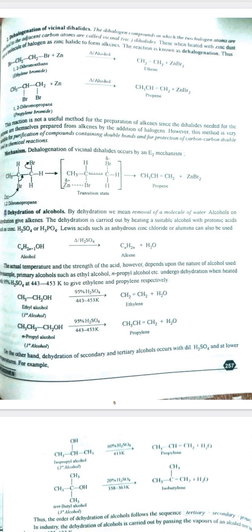By dehydration we mean removal of a molecule of water. Alcohols on dehydration give alkenes. The dehydration is carried out by heating a suitable alcohol with a protonic acid such as concentrated sulfuric acid or concentrated phosphoric acid. Lewis acids such as anhydrous zinc chloride or alumina can also be used. Alcohol on treatment with sulfuric acid gives alkene as the product and water as the byproduct. The actual temperature and the strength of the acid, however, depend upon the nature of the alcohol used.